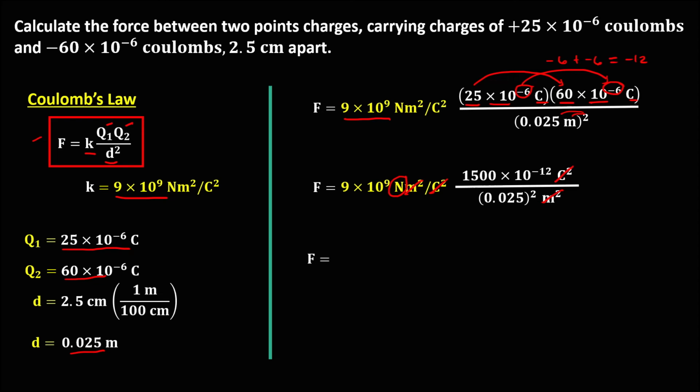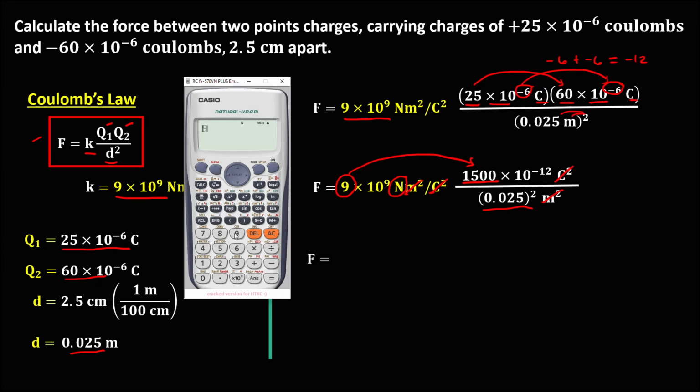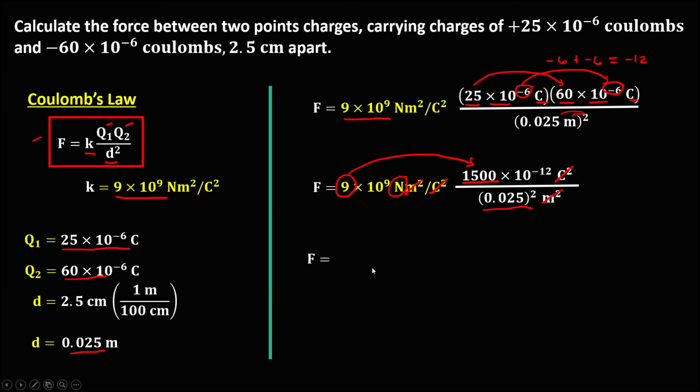So to solve now for the force, multiply this 9 and this 1,500, then divide by 0.025 squared. So we have 9 times this 1,500, then divide by 0.025 squared, equals 21,600,000. So 21,600,000, then times 10 for the exponent.